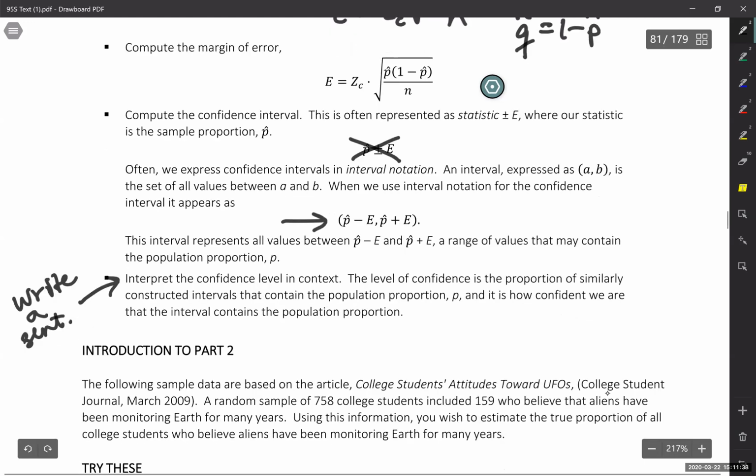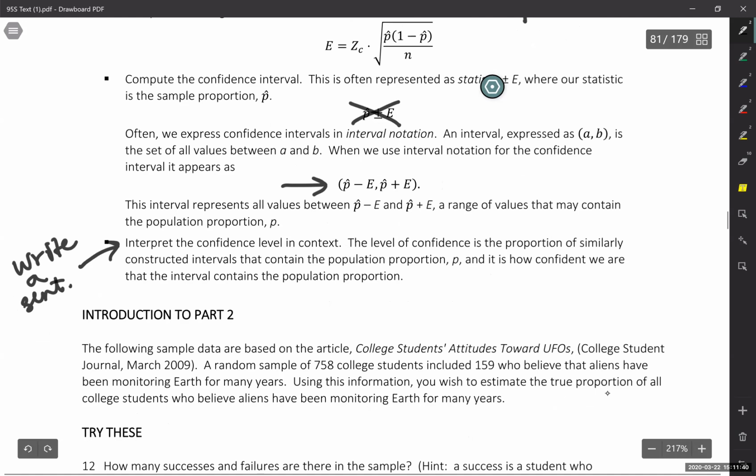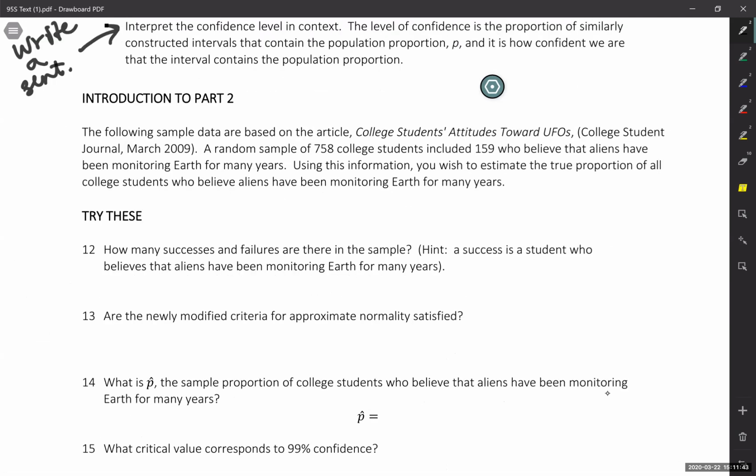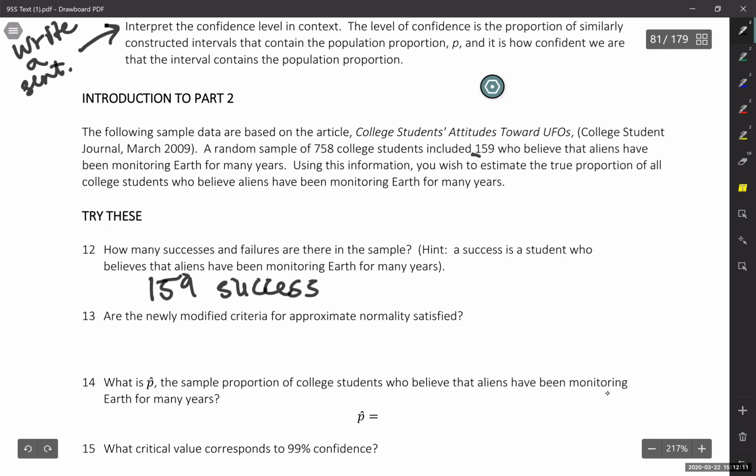Okay, so here we are. We're going to start with number 12, and this is talking about aliens that have been monitoring Earth. The question says, how many successes and failures are here? And a success is a student who believes in aliens. So in this problem, we have 159 successes, because that's the number of people who believe. And then we have 599 failures.